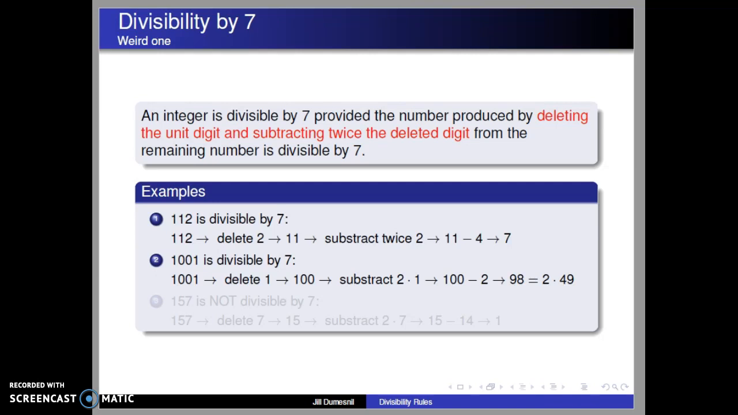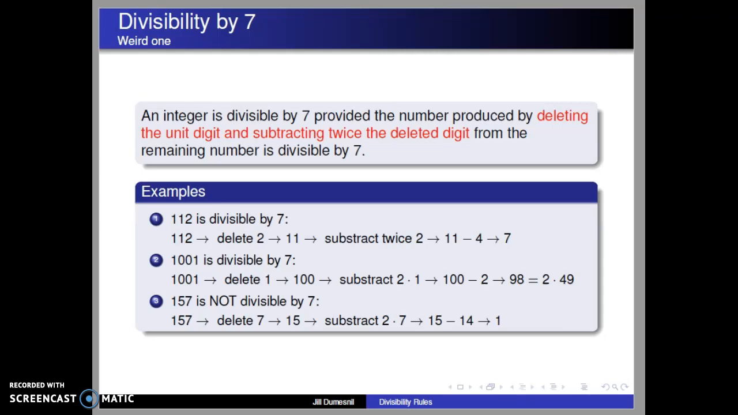Let's consider one final example. 157 is not divisible by 7. To see this, start with 157, delete the 7 to produce 15. Now subtract 2 times 7 from 15. 15 minus 14 equals 1, which is not divisible by 7. Therefore, the original number, 157, is not divisible by 7.